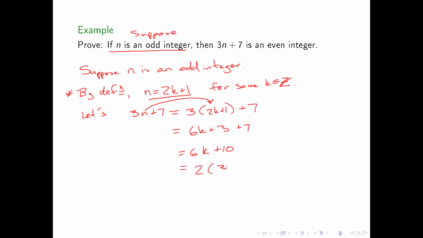Which is also equal to, I can pull a 2 out, 2 times (3k plus 5). Since 3k plus 5 is an integer, then we have an even number. So that means that 3n plus 7 is even by the definition, and we're actually done. Often a lot of proofs have a little square on the end or something along those lines. All right, play with those examples this week. That's what we're going to introduce, and we're going to work from there.